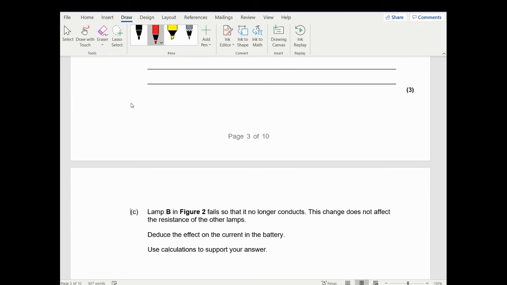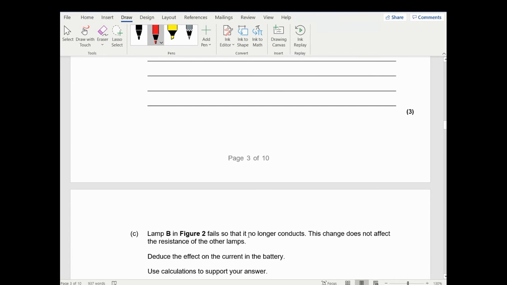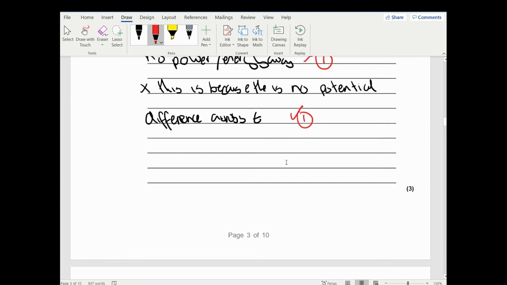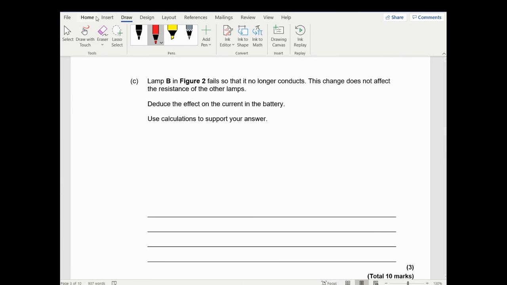Question C states the lamp B in figure 2 no longer conducts. So what happens is this lamp here breaks. Deduce the effect on the current in the battery. So let me actually just read all the circuit.